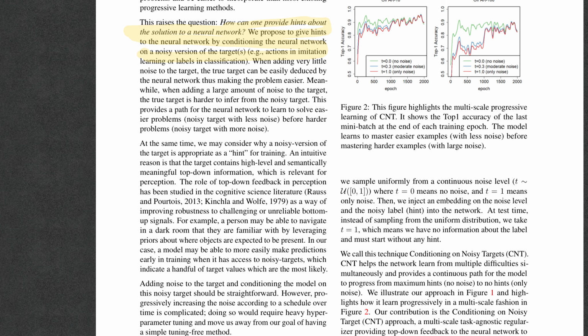The advantage of this hint introduction is that it provides a path for the neural network to learn to solve the easier problems, meaning the items in which the noisy target has less noise, before harder problems. One other justification from the standpoint of cognitive science is that the role of top-down feedback seemed to be prominent. For example, they mentioned that a person may be able to navigate a dark room that they are familiar with, in other words, they have hints about, by leveraging the priors, again, those hints about where the objects are expected to be present.